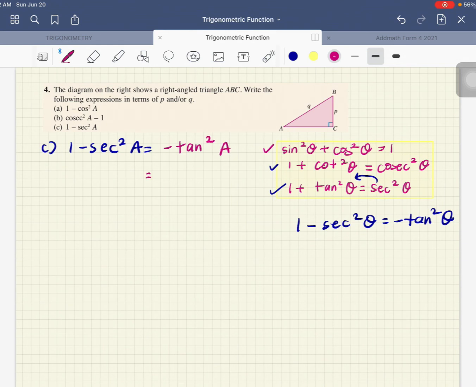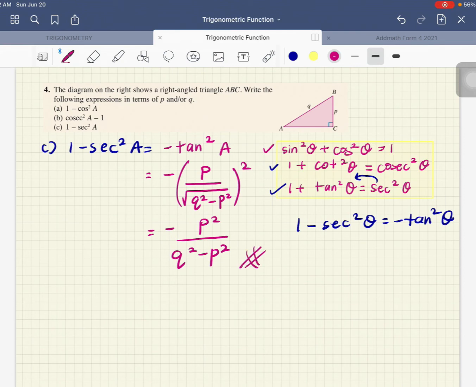So we have negative 1 times tangent squared A, where tangent A is P over the square root of Q squared minus P squared. Square it. Because only the tangent is squared, you don't need to put a negative inside the square. So we have negative P squared over Q squared minus P squared. That's it. Right?